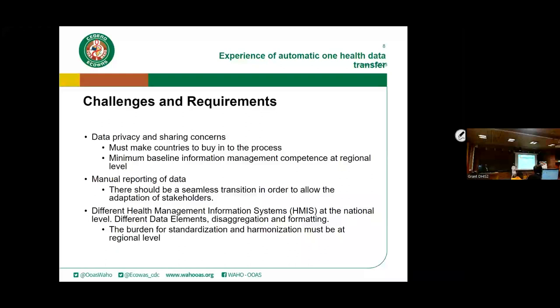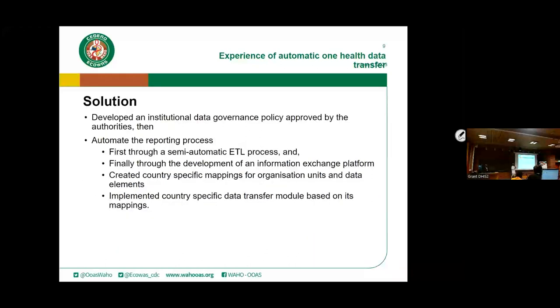So for these challenges, what we did was to address them one by one. For the concerns, we developed a data governance policy at the ECOWAS level, because in terms of mandate, we have a mandate to collect data. The concern of the countries was, how are we managing the data? So we developed an internal data governance policy for WAHO that specifies how WAHO will collect the data, how we will use the data, how we will disseminate the data, and how we will secure the data at the regional level, to assuage the concerns of the member states and other stakeholders.